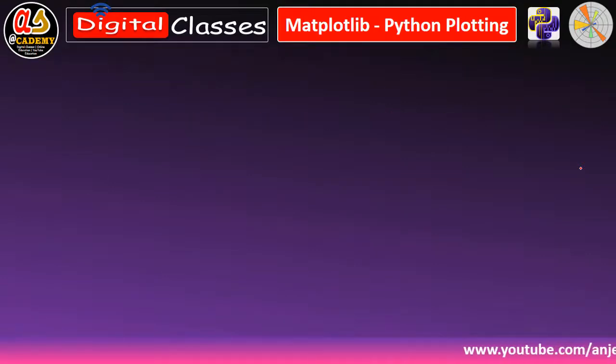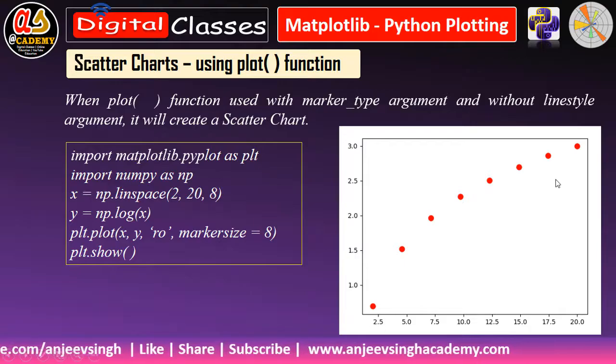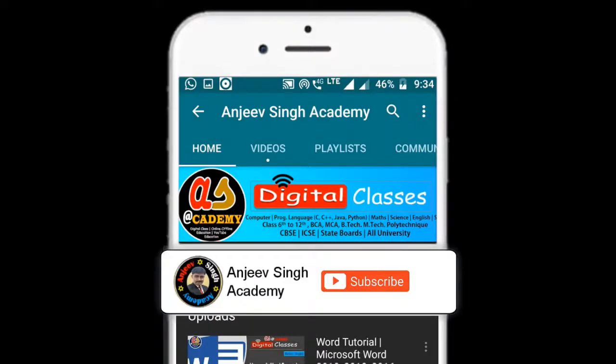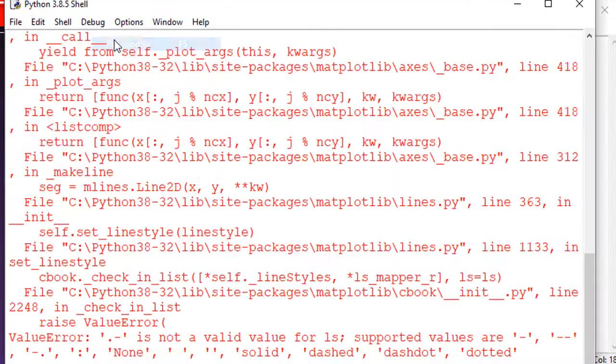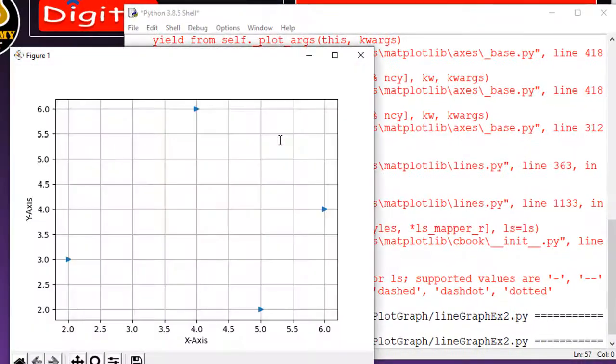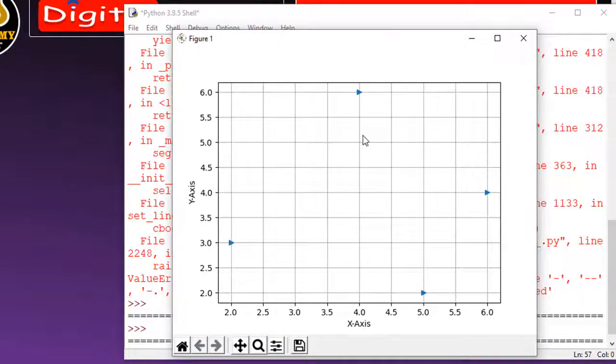Okay, so let's see the examples. Here I'm just showing you. This time I'm just mentioning the marker type. I have not given the color of the marker and I'm using the run command. And look at this, it is working and it's giving the scatter chart. This is the scatter chart.